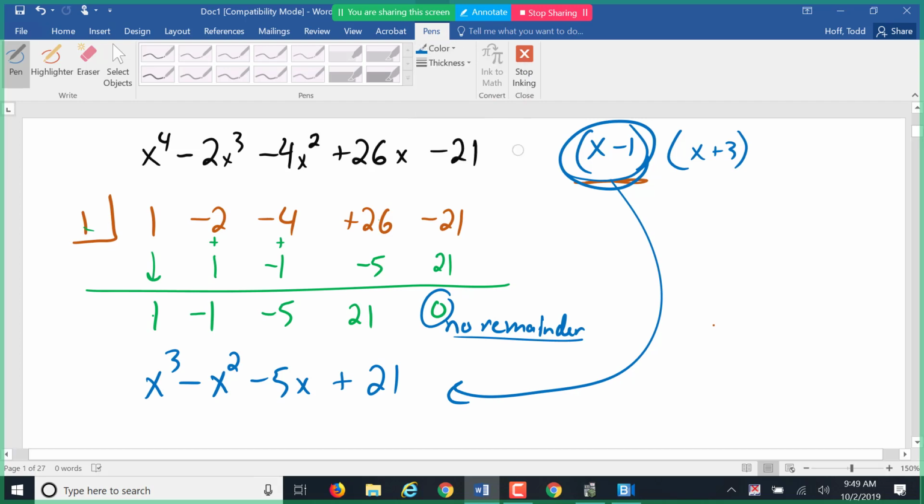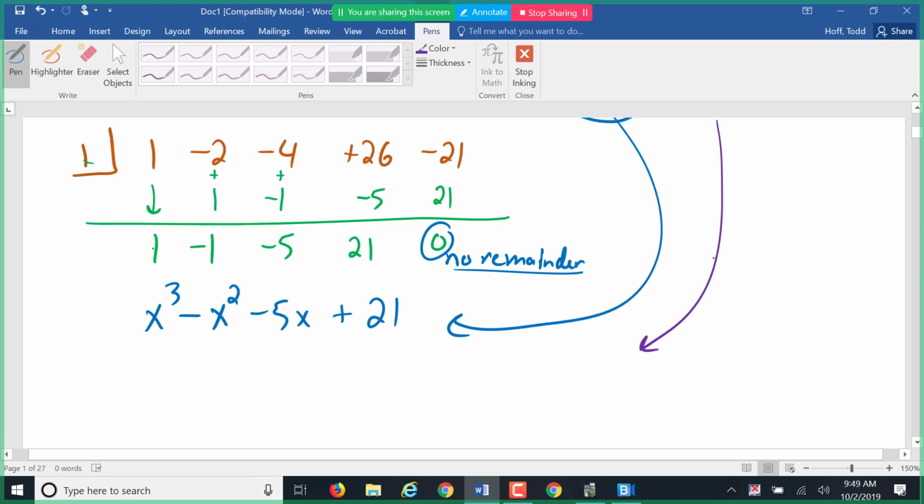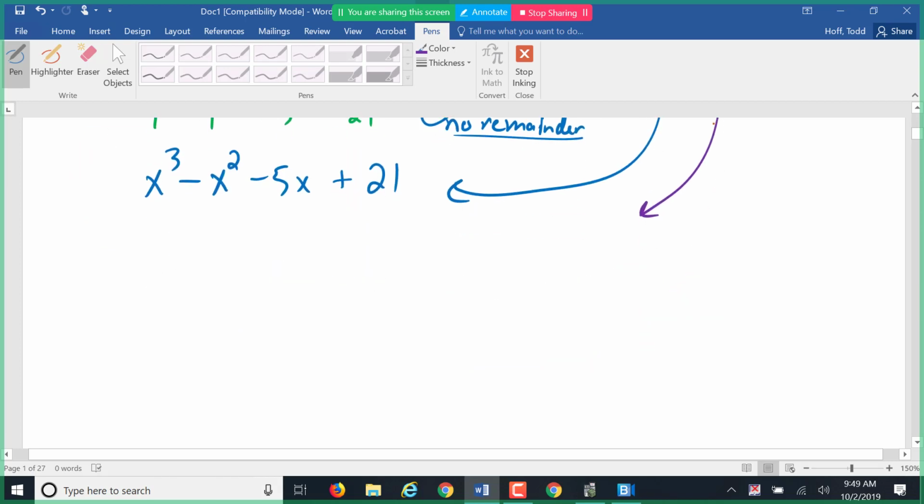So now let's divide by x plus 3. Of course, we think of that as dividing by x minus a negative 3, because it has to be in that form of x minus something. So what we're going to use in our synthetic division is the negative 3, excuse me. We bring down these coefficients: a positive 1, negative 1, negative 5, and a positive 21.